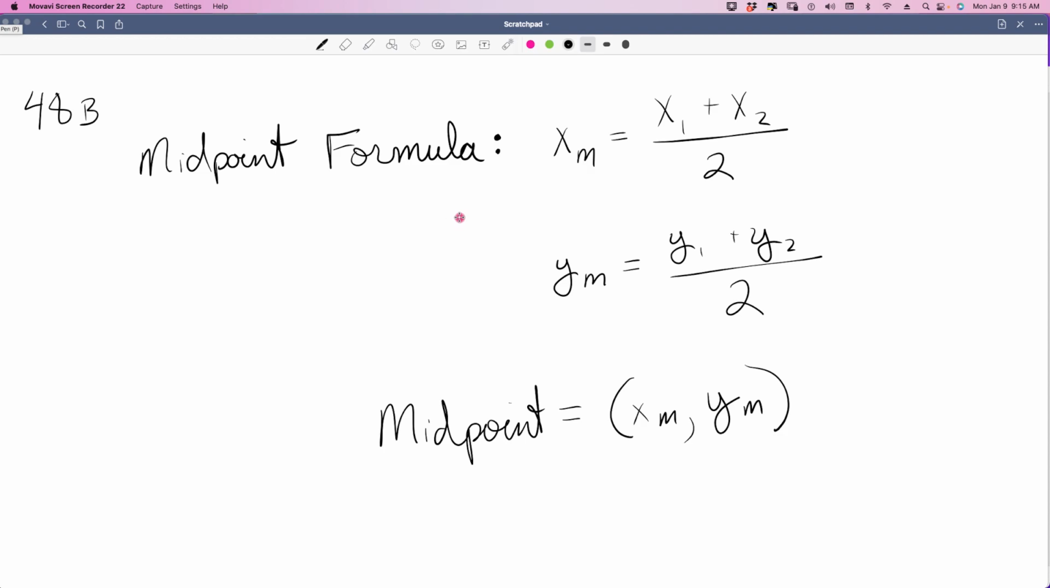So the midpoint formula is the midpoint of x. You take x1 plus x2, you add your 2 points together that form your line and divide it by 2. And for the y, you do the same thing: y1 plus y2 divided by 2. And then that gives you the midpoint of that line, xm and ym. Very easy, very straightforward. It's a lot easier than using the distance formula. So let's apply that.